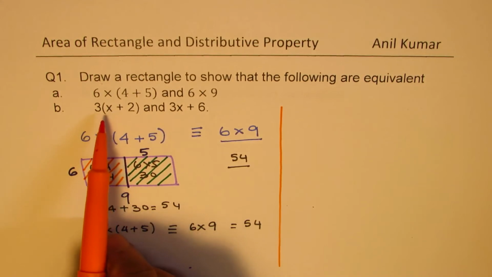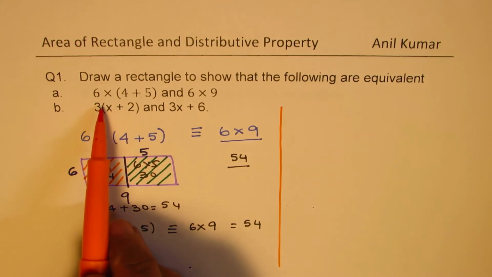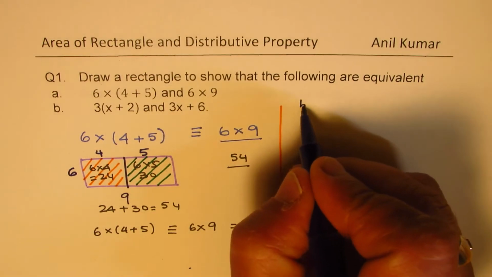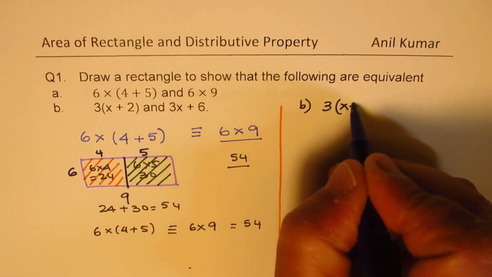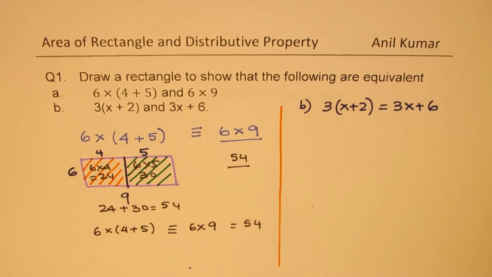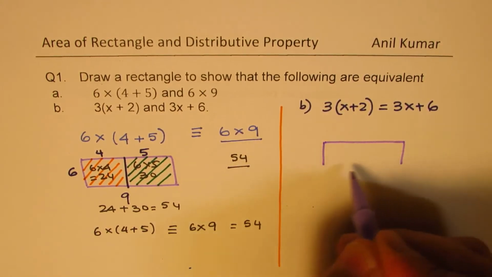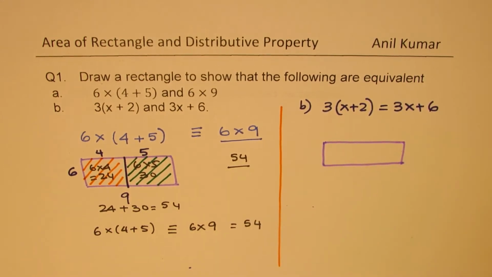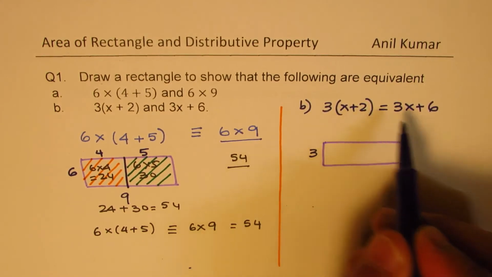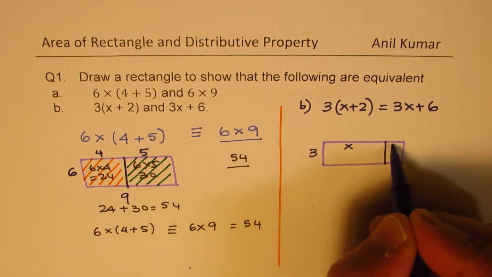Now we'll look into the polynomial 3 times (x plus 2). When there is nothing in between the number and the brackets, it means multiplication, correct? So what we have here in part B is 3 times (x plus 2). We need to show that this is equal to 3x plus 6. Now again, we'll sketch another rectangle, and this time let us say that the width is 3, which is getting multiplied with the length whose side is x plus 2. So this is x and this is 2.